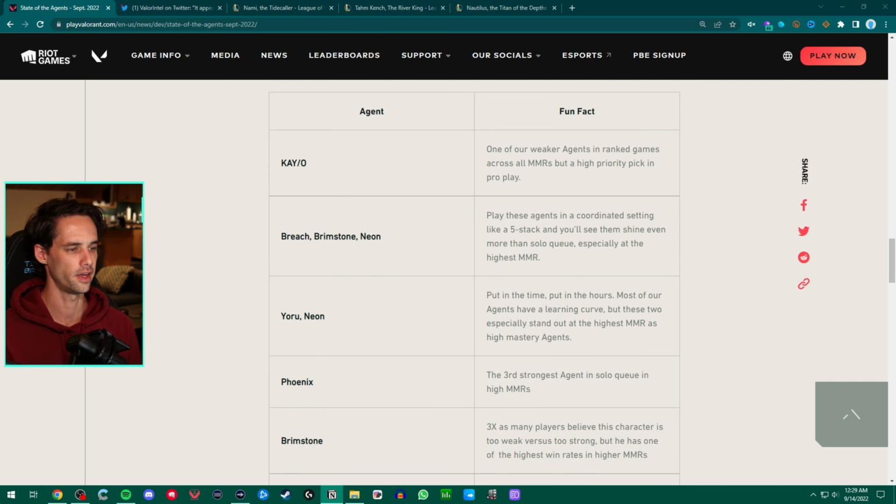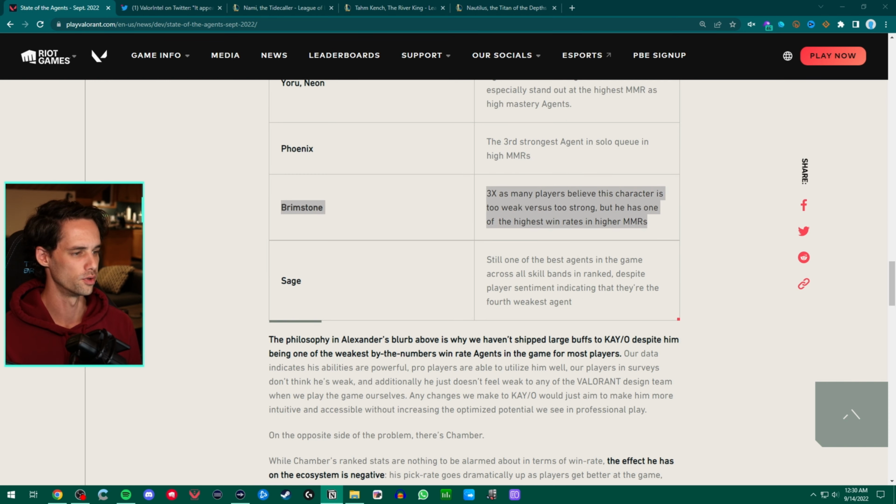They show this table of agents and some fun facts about them. The dev wants us to look at the fun facts while also keeping in mind what the previous dev talked about. So for example, they have KO first and say that in regular ranked play, he is considered a weaker agent, but in pro play, he's essentially a must pick. Another is Brimstone, who is perceived to be weak, but in reality, he has one of the highest win rates in higher MMRs. This seems to be where the community can sometimes clash with the devs.